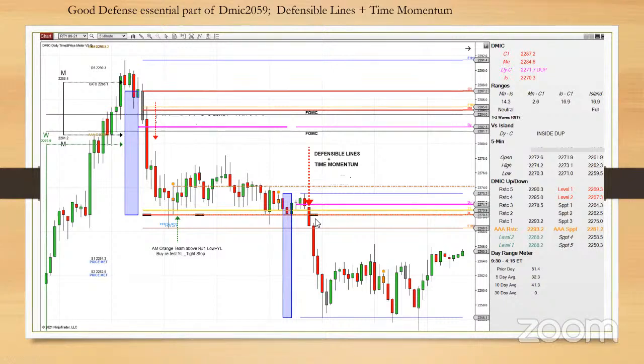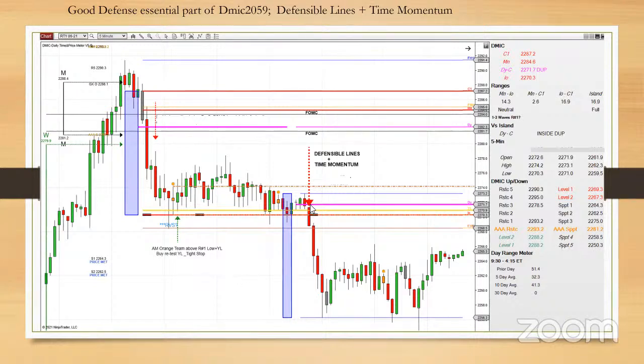This is a key time momentum period. A breakout from rectangle 1 during this time momentum period is projected to be significant. The market fell below the new DYC plus rectangle 1 low plus yesterday's low and fell about 13 points in 20 minutes. We had clear defensible lines.